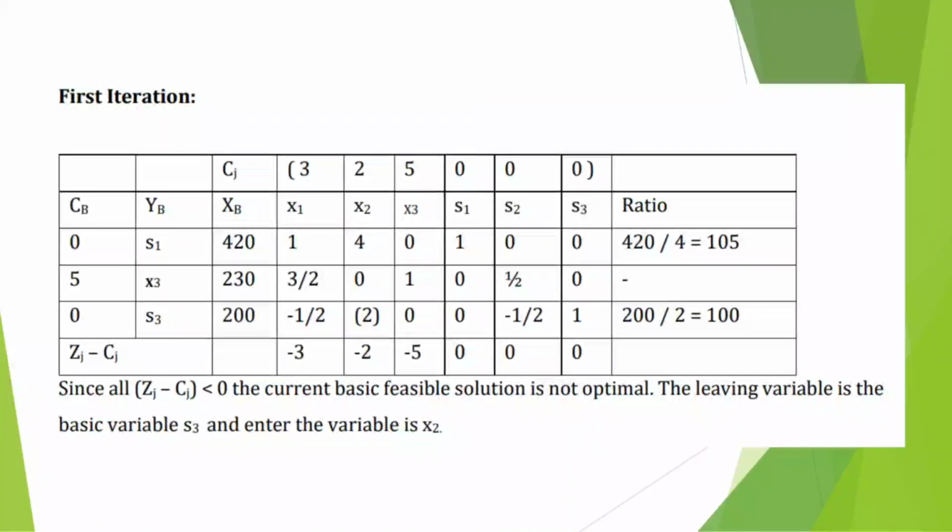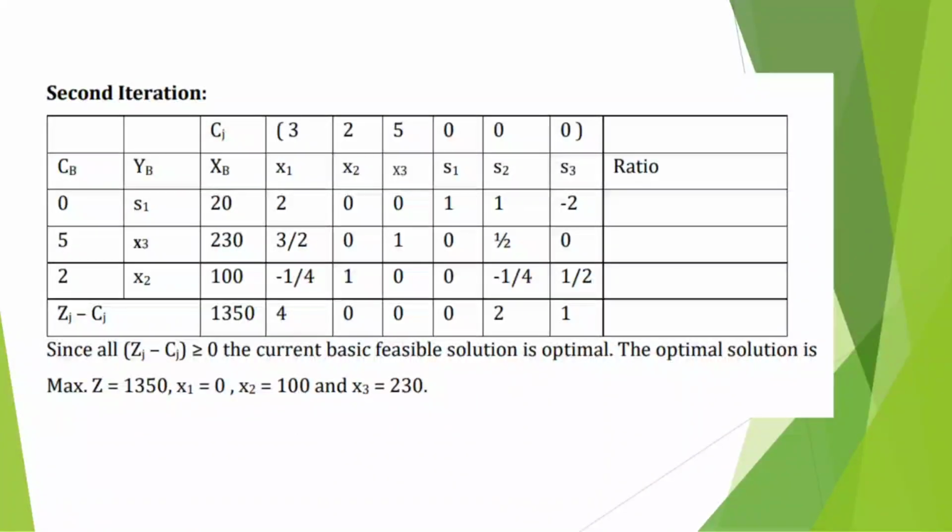Zj minus Cj values, those are minus 3, minus 2, minus 5, 0, 0, 0. Again we are checking whether the values are non-negative. Here we have negative values. It means the current basic feasible solution is not optimal. So again we find the most negative value. That will be the pivot column. Similarly we find the ratios and choose the smallest value. From that, here also the pivot element has been found as 2. Again next we have to move to the second iteration.